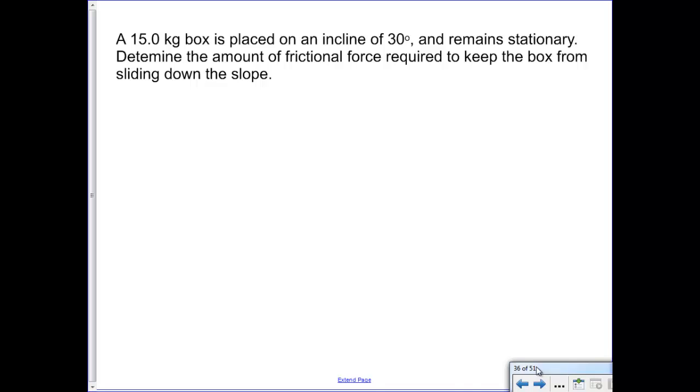We want to figure out how much friction would be required to keep the box from sliding down the slope. I don't really give you a lot of numbers here. You actually get the mass of the box and an angle, and that's all you need.